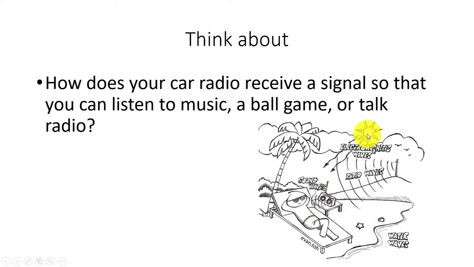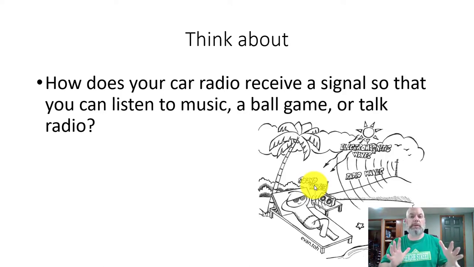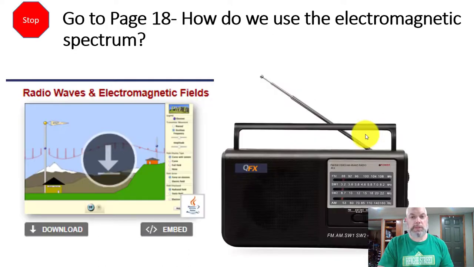There's electromagnetic energy traveling through space. Remember when we talked about sound waves, we said it had to have a medium to propagate through, air or table or whatever. Electromagnetic energy does not need that. We know that because we can see the sun and we can see stars. So it travels through the vacuum of space.